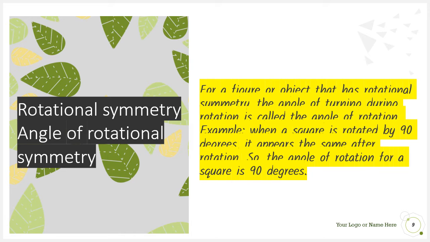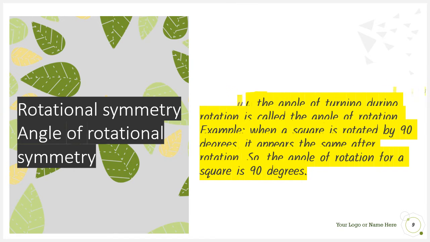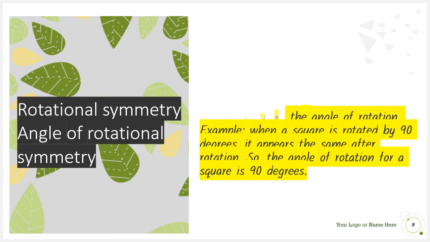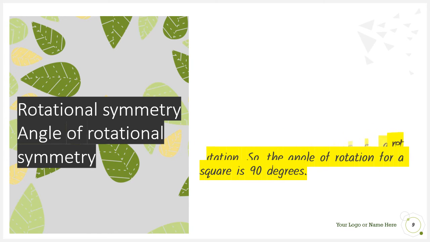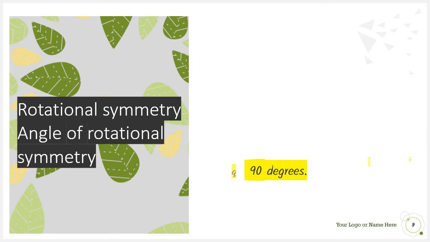Rotational symmetry, angle of rotational symmetry. For a figure or object that has rotational symmetry, the angle of turning during rotation is called the angle of rotation. Example, when a square is rotated by 90 degrees, it appears the same after rotation. So, the angle of rotation for a square is 90 degrees.